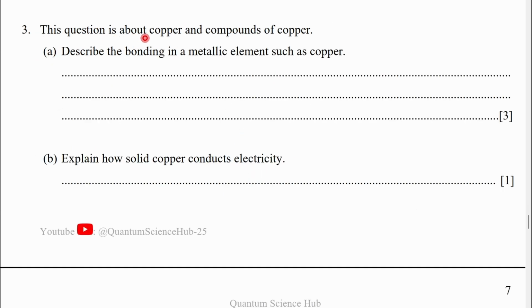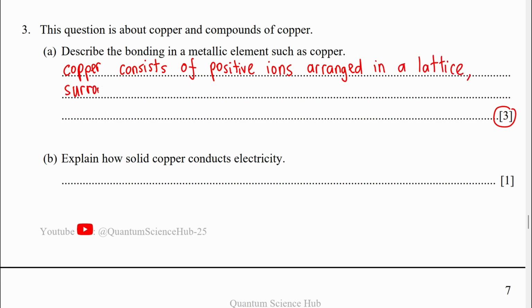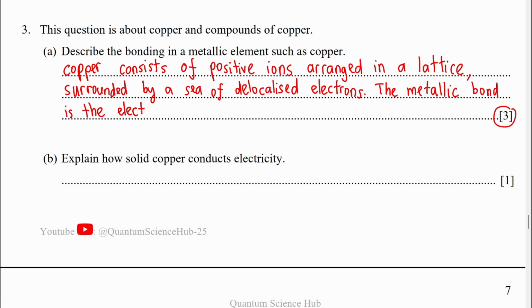This question is about copper and compounds of copper. Describe the bonding in a metallic element such as copper. Okay, so we have to describe the structure of metallic bonding, and this is a 3-mark question. You can say copper consists of positive ions arranged in a lattice surrounded by a sea of delocalized electrons. The metallic bond is the electrostatic attraction between positive ions and negative electrons.